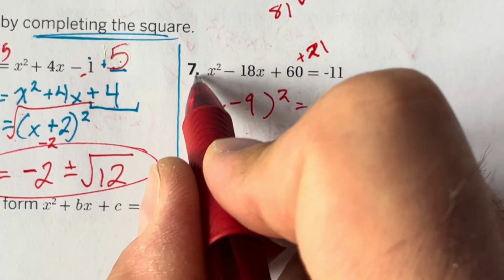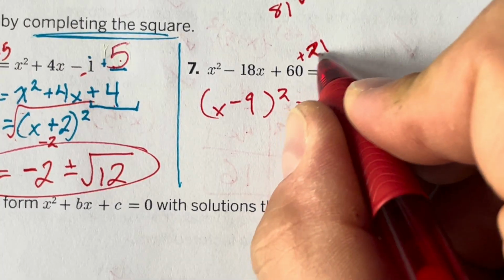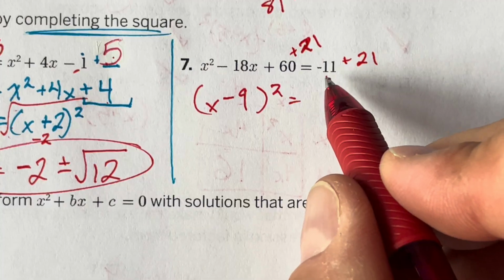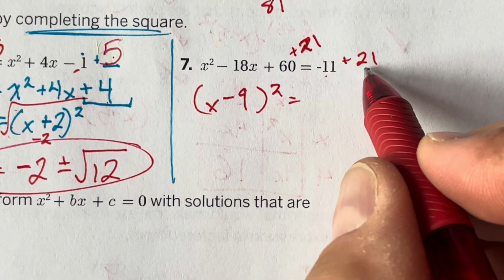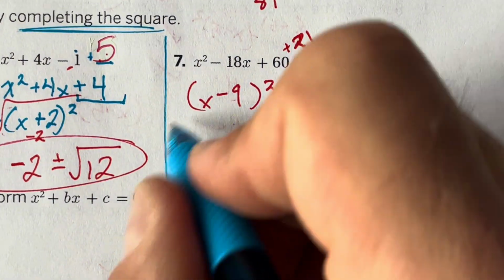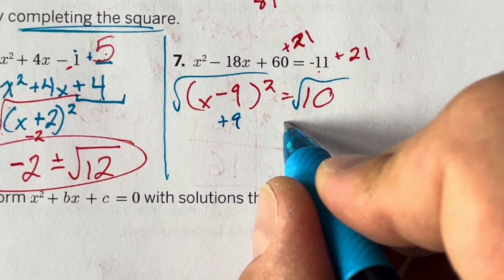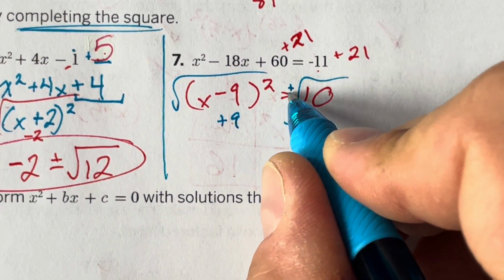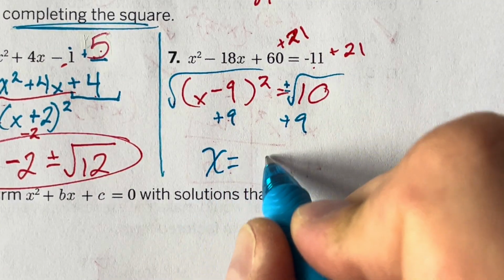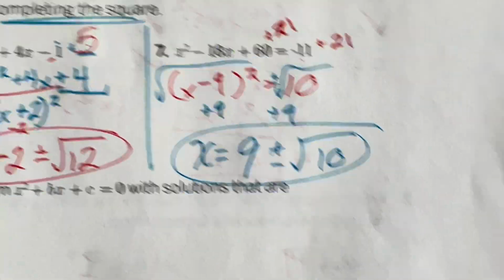that I need, and then I can rewrite this entire thing as this. And then because I added 21 out of nowhere, I have to also add 21 onto the other side. -11 plus 21, or 21 minus 11, would be 10. And when we solve this, we're going to take the root, and we're also going to not subtract, but add 9 and add 9. So it's going to be 9 plus or minus the root of 10. X is equal to 9 plus or minus the root of 10 is our final answer.